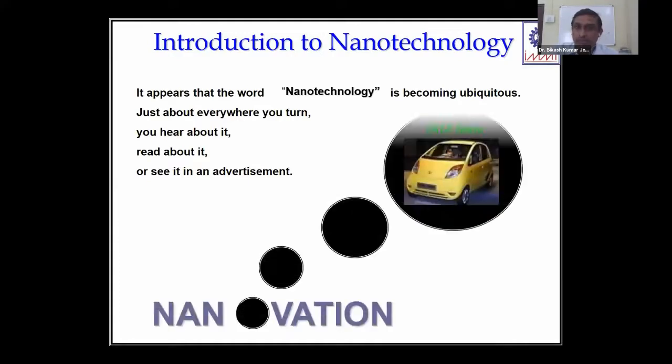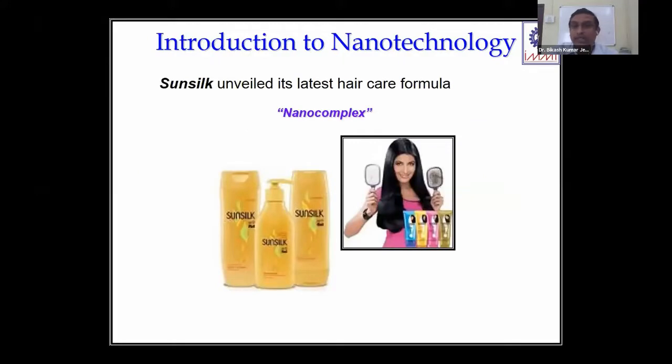You can see it everywhere you turn. You can go through the advertisements and see the Tata Nano, the smallest car in the world. They coined that word from nanotechnology, because nano is the smallest scale. Some products like Sunsilk Nano Complex are also giving hype to the product, saying they have synthesized a nano complex that has strong binding to the dandruff, removes the dandruff easily, and gives robustness to the hair.